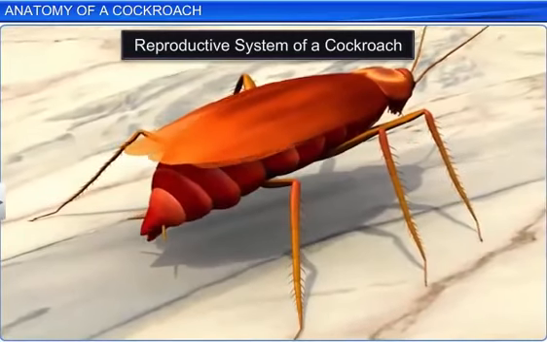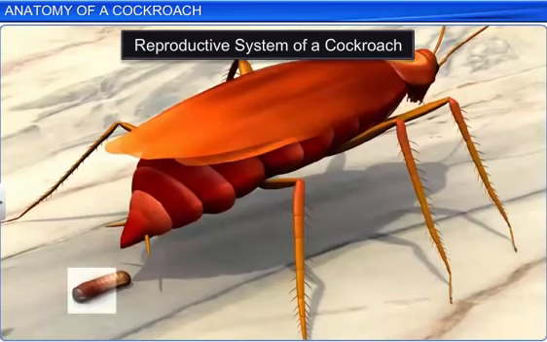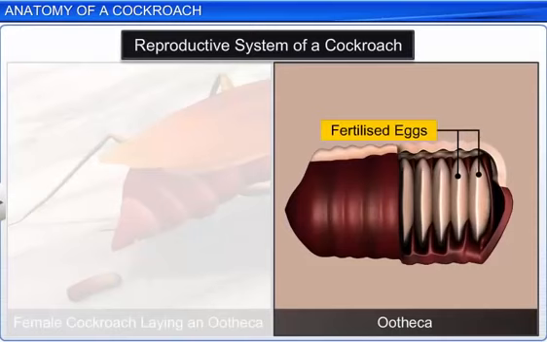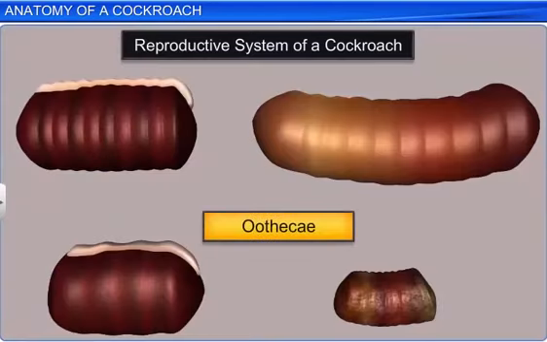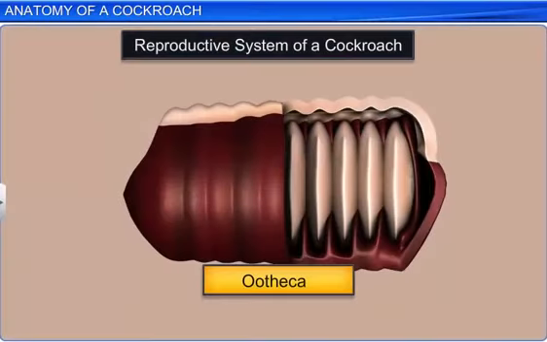After copulation, the female cockroach secretes a purse-shaped capsule called an ootheca, which contains the fertilized eggs. The ootheca is a dark reddish to blackish brown colored capsule, which is about 8 millimeters long. The female lays about 9 to 10 ootheca in cracks or crevices with high humidity and near a food source. Each ootheca contains about 14 to 16 eggs.